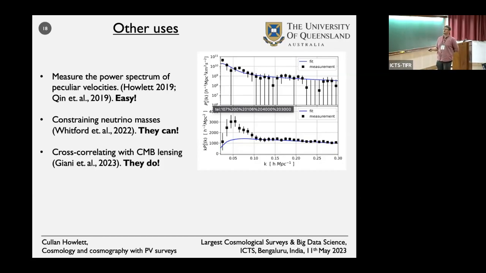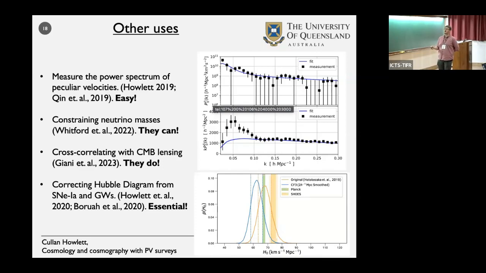One neat thing we showed this year is that the peculiar velocities do cross-correlate with CMB lensing, if anyone ever asked. The density field that causes the velocities causes CMB lensing as well. And so the signal is very weak, but is potentially detectable with next generation CMB and peculiar velocity surveys.